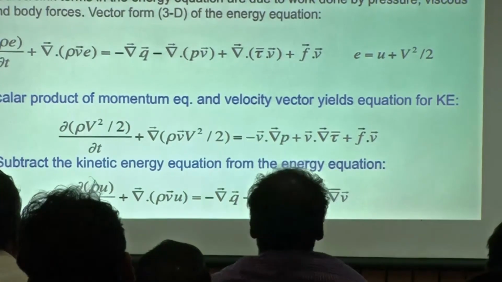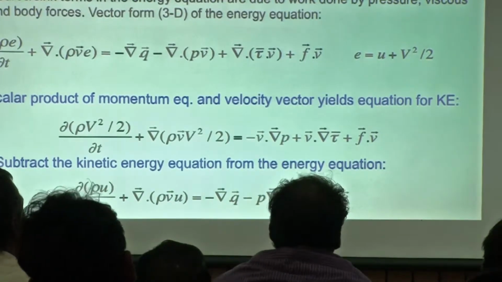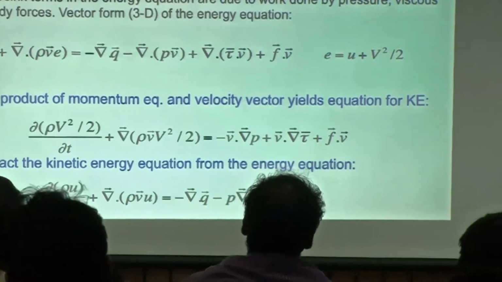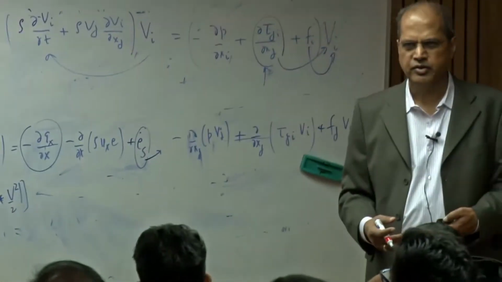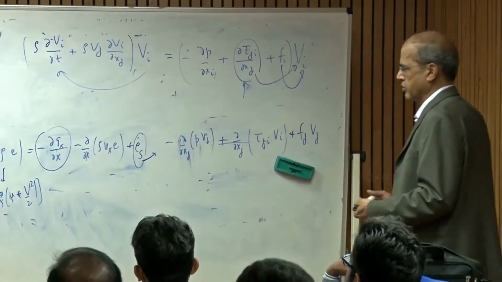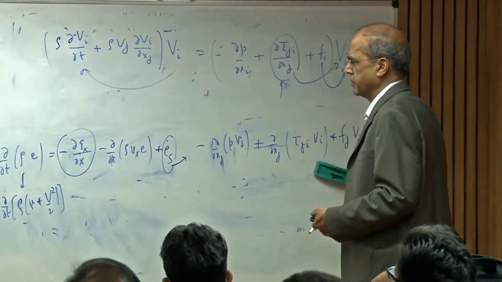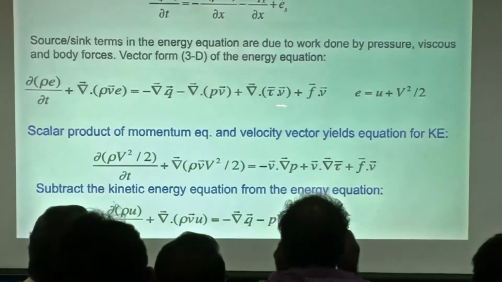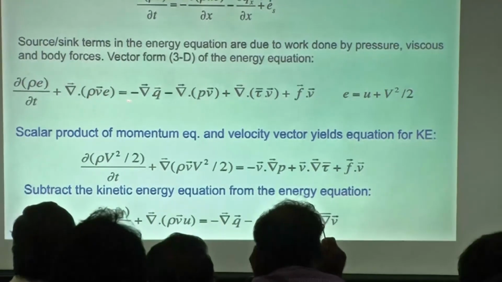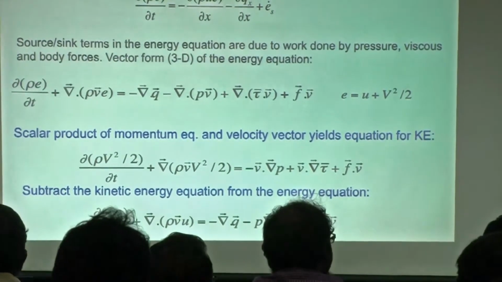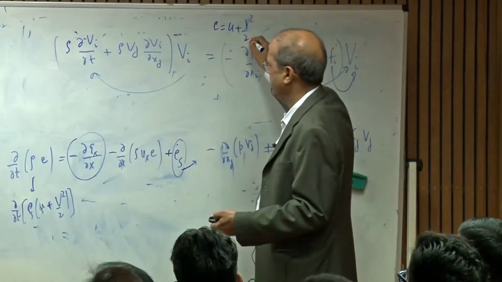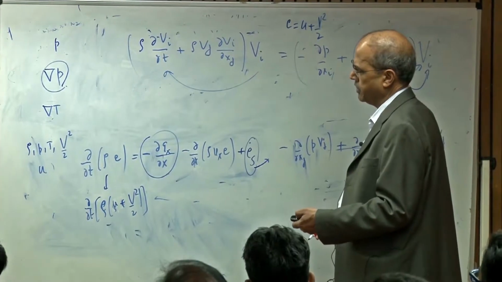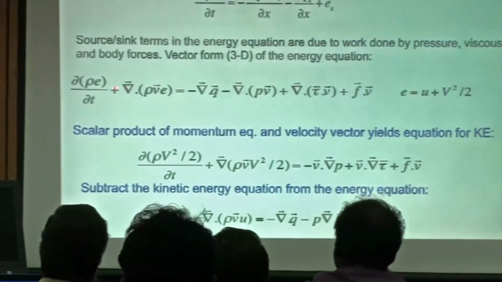Now, those of you who have taken a course in turbulent flow, we use this equation quite a bit, because from there we can get the equation for the kinetic energy of turbulence. When you break this into the mean part and the fluctuating part. So all we now do is, we have this energy equation already, which is E is U plus V square over 2. So we subtract this equation, the kinetic energy equation, from this energy equation.